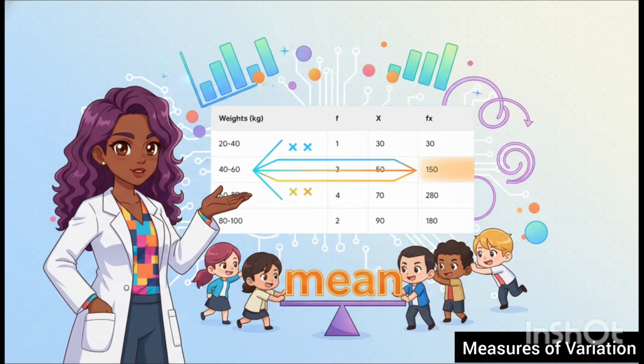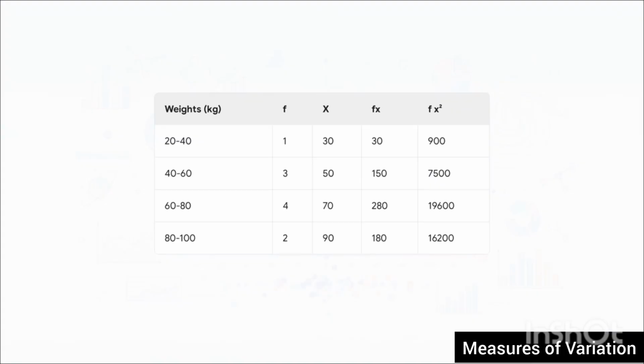This column is super important because it's helping us build towards finding the overall average weight of all the bags combined. And for our final column, we need F times X squared. Now, the easiest way to get this is to just take that Fx column we just made and multiply it by X one more time. I know this column seems a bit random, but trust me, it's a clever shortcut that makes plugging everything into the final variance formula way, way easier.